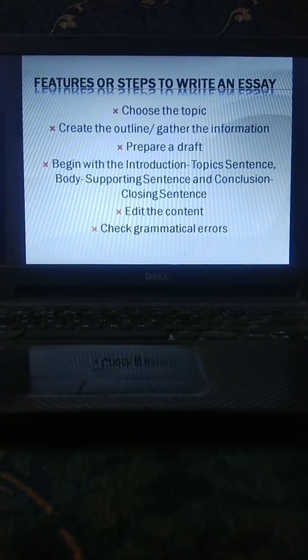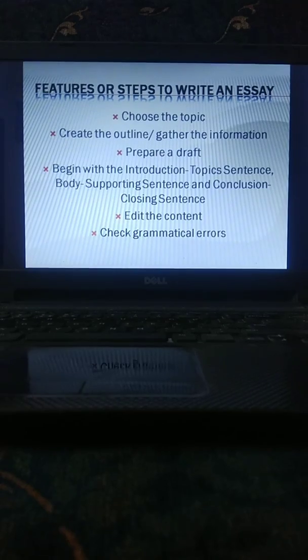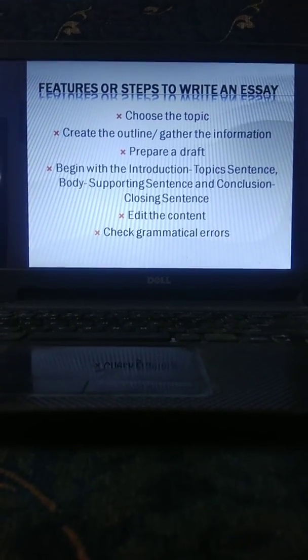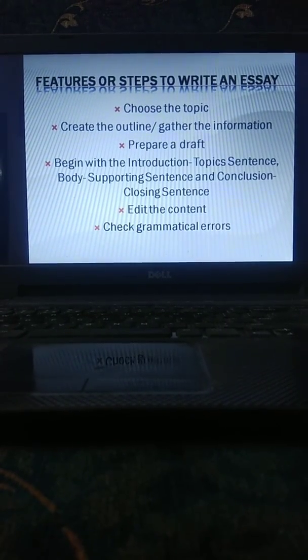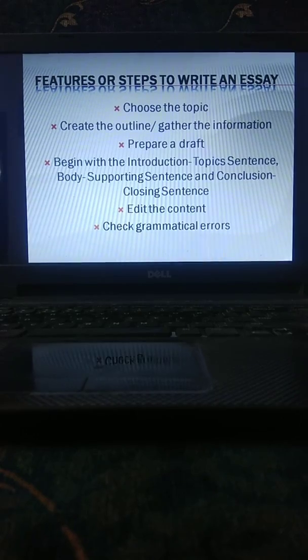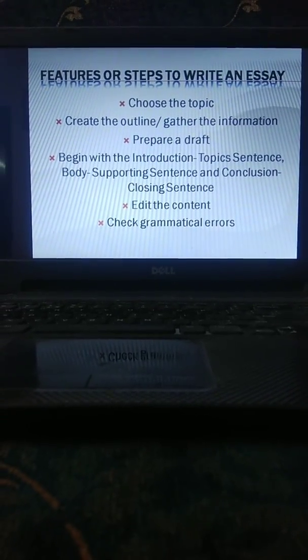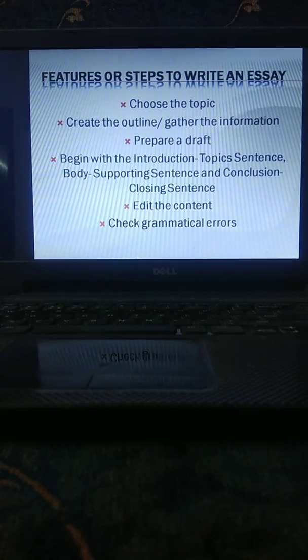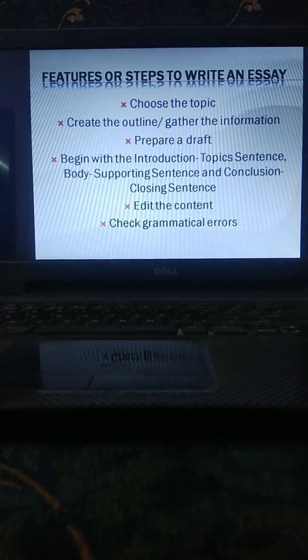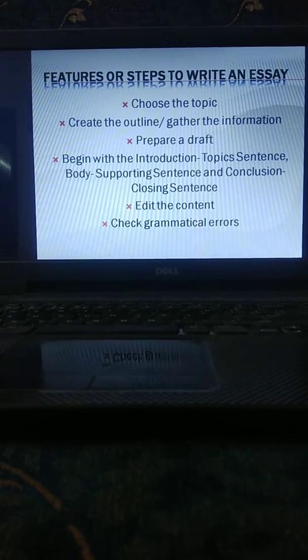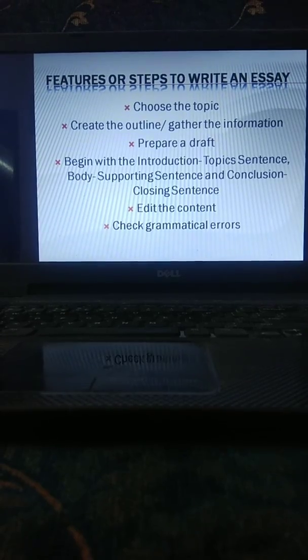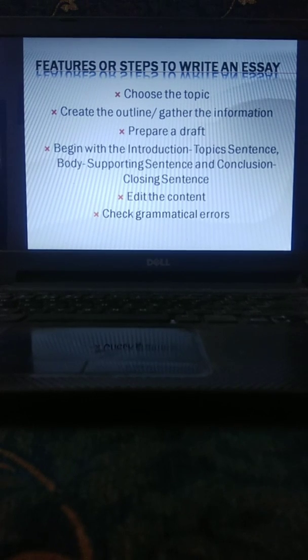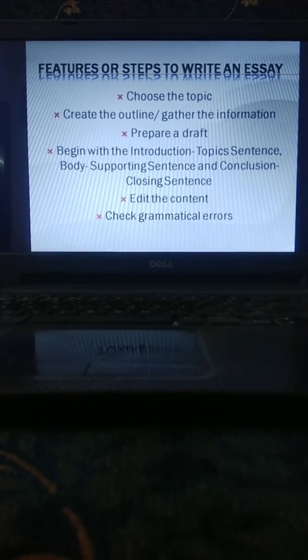The next point is to edit the content. Once we're done with all these points, we have to edit the content. Why do we have to edit? In order to ensure unity, balance between the introduction and the conclusion, and to make sure that coherence isn't missed. Coherence is nothing but the logical sequence. Also, we edit to ensure the length and style.